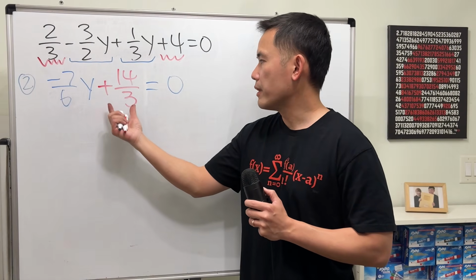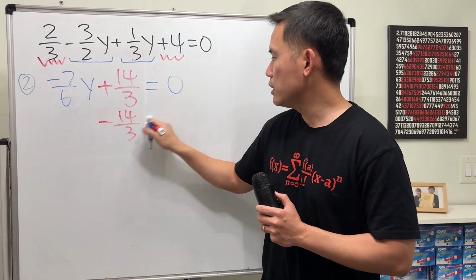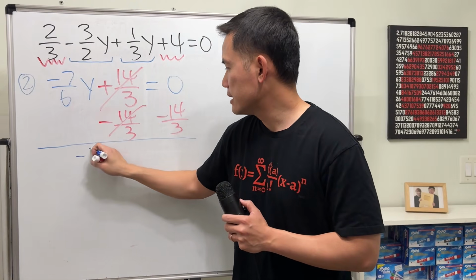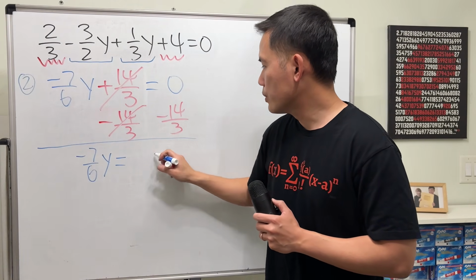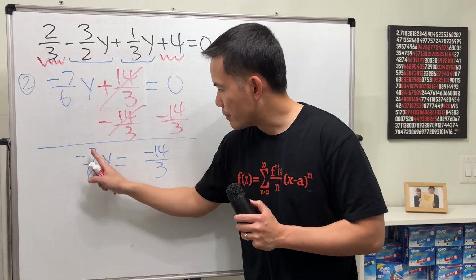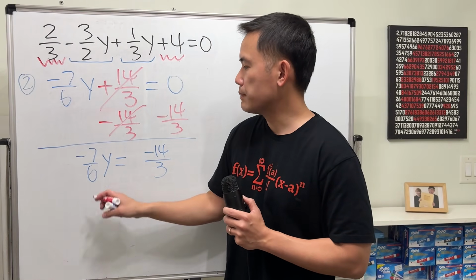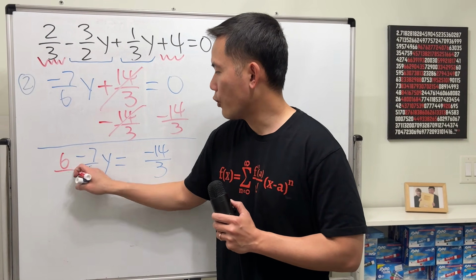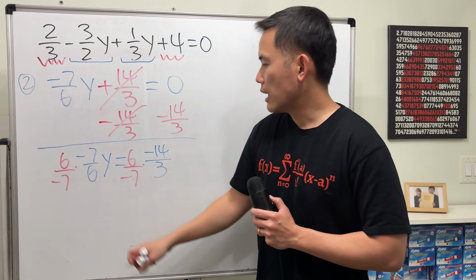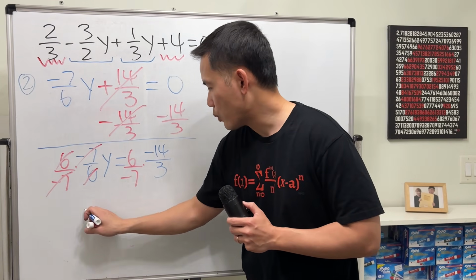Pretty much the same thing, but this time we have to bring this to the other side. And to do so, we subtract 14 over 3 from both sides. So they cancel. And we see negative 7 over 6 y is equal to negative 14 over 3. This time, we have a fraction times y, and it's equal to another fraction. We are going to multiply both sides by its reciprocal, which is 6 over negative 7. And we do the same thing on the other side. Have a look. 6 and 6 cancel, negative 7 and negative 7 cancel, and we just get y.